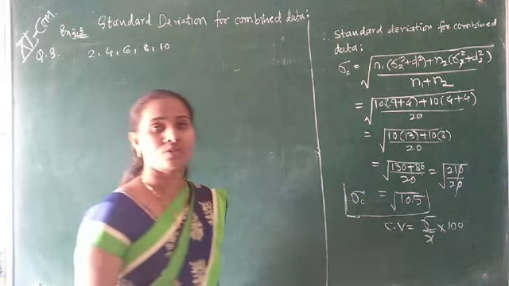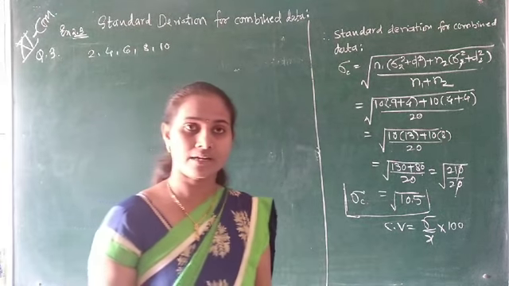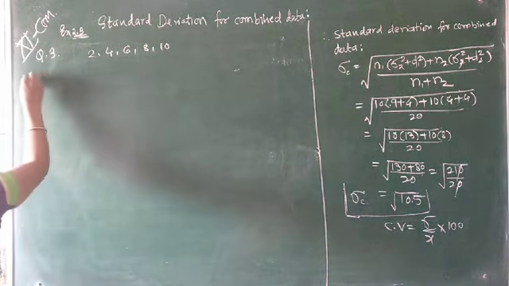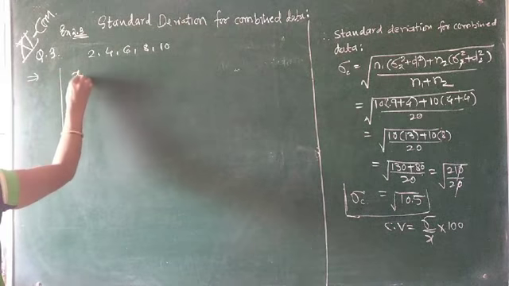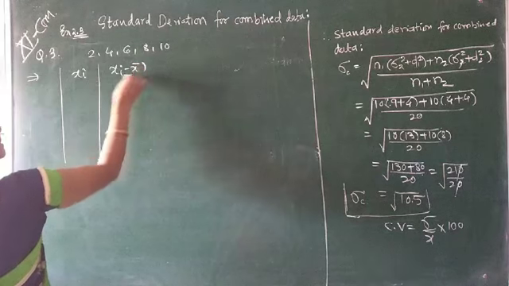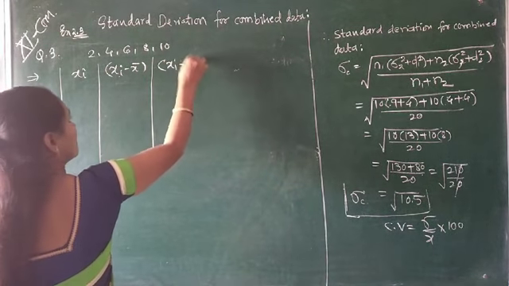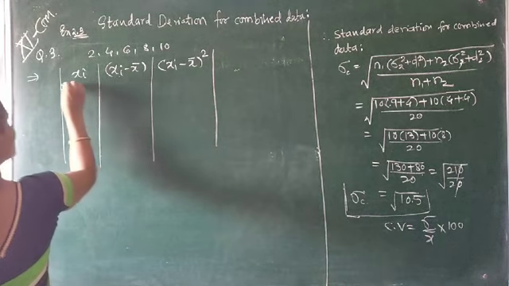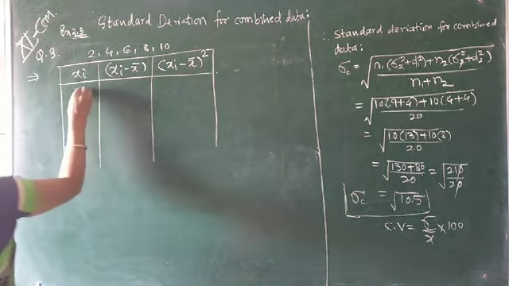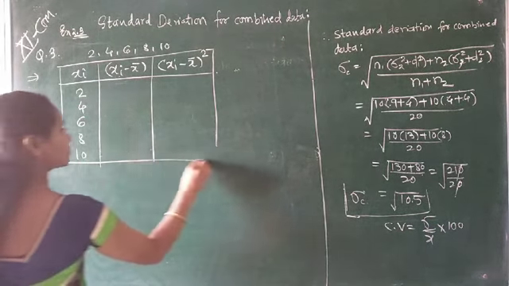To find the coefficient of variation, we have to find its standard deviation first. To find the standard deviation, we first find its variance. So first let us consider the solution. Column xi, next take xi minus x bar. We know how to find the variance for raw data, that is xi minus x bar square. The observations are 2, 4, 6, 8 and 10, and the last column is of total.